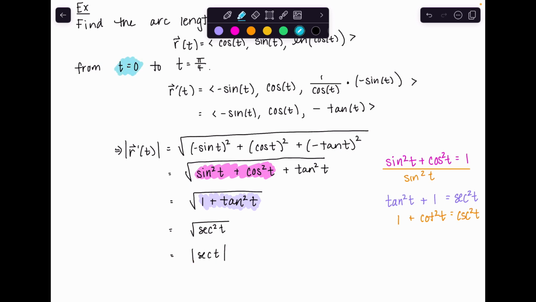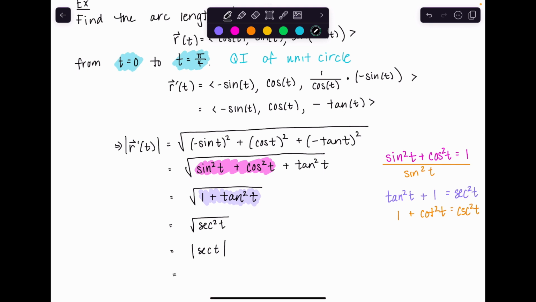But what I'm going to do is I'm going to look at my values of t. 0 to pi over 4 would be quadrant 1 of that unit circle. And all of our trig functions are positive there. So since this is our bounds, I can drop the absolute values. So this is going to equal secant of t. And that is only because our secant function is non-negative for the interval, or t being in the interval from 0 to pi over 4.